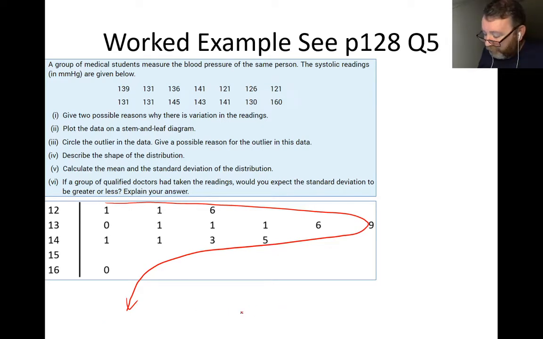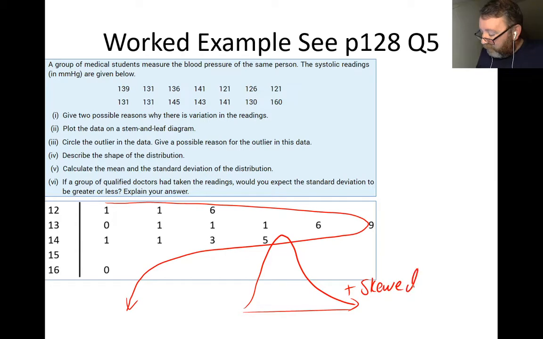So if I turn the stem this way, what I'm getting is something like this, which means that this is positively skewed. I hope that makes sense to you. Positively skewed data. In other words, it bunches up here and then it tails off to the 160. So you'll have your 120s here, your 130s here, your 140s, and then you've got a 160 way out here.